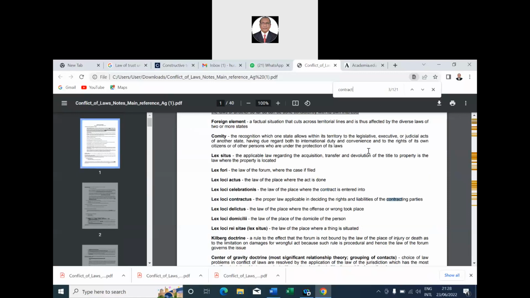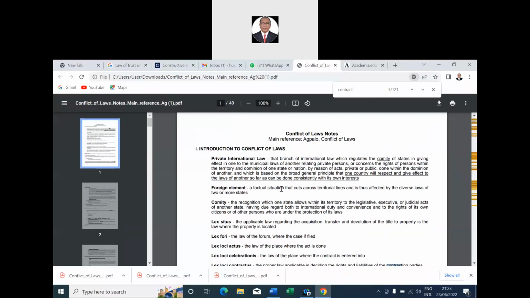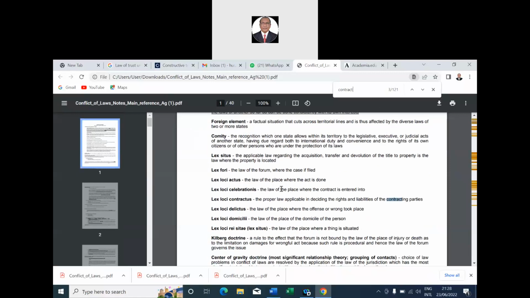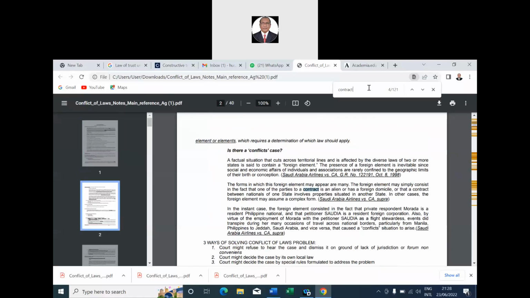Comity theory will be applied, and these are all the connecting factors. Did you see it? Lex situs, lex fori, lex loci actus, lex loci celebrationis, lex loci contractus, lex loci delicti, lex loci domicilii. These are all the connecting factors. So let me see those conflict cases, how they are solving the conflict of laws problem.